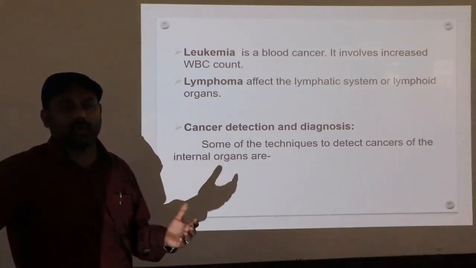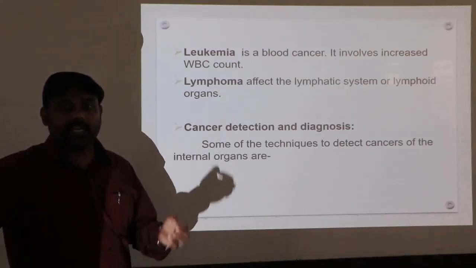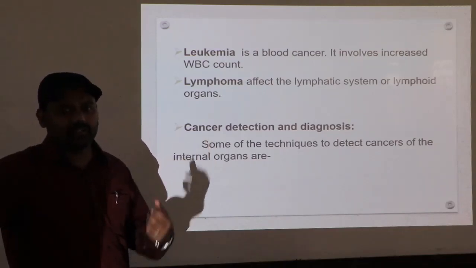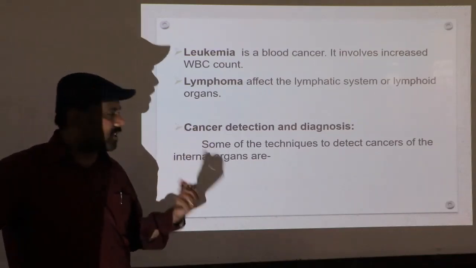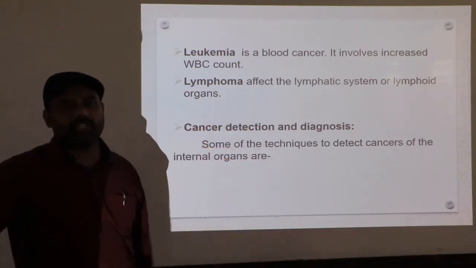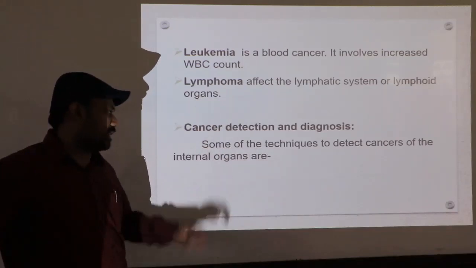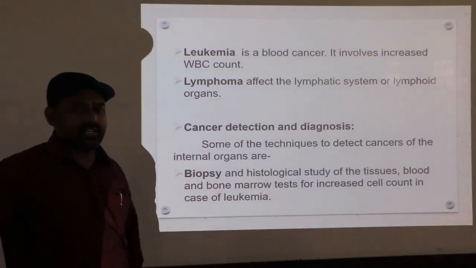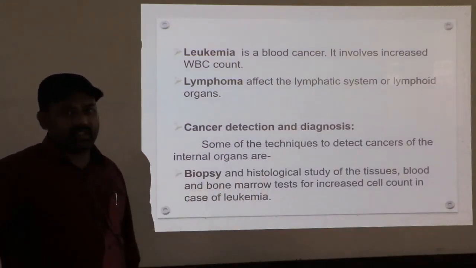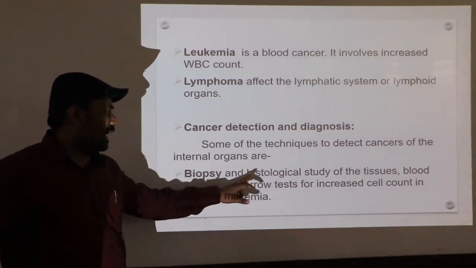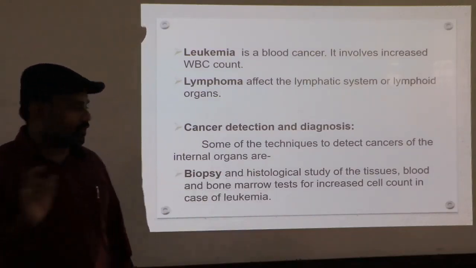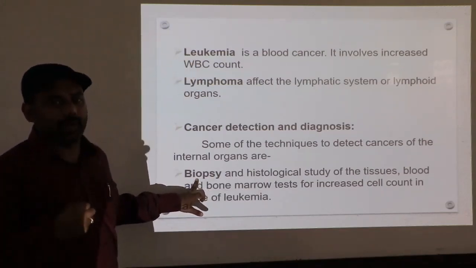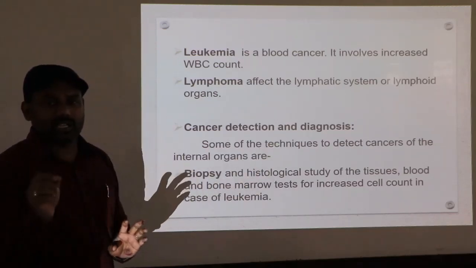So we can conclude it by some physical observation. But if the cancer is going to form within the body or internal organs, we can't detect it. So there are some specialized techniques to diagnose the cancer present in the internal organs. First one is biopsy and histopathological or histological study of the tissues. Biopsy means taking the suspected sample, and histological means histologic study of tissues.